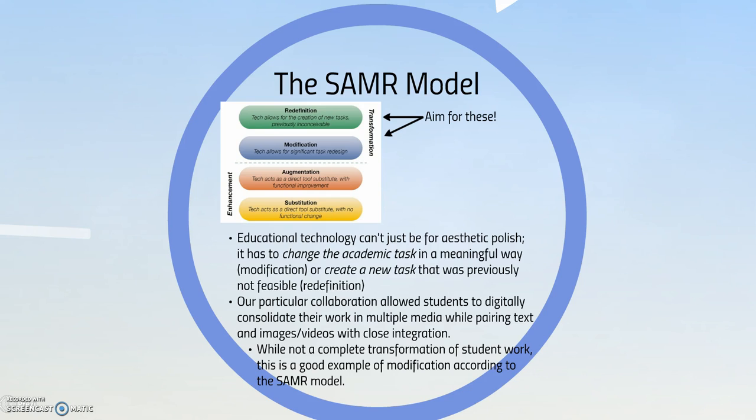So what we're really aiming for, the top two levels of this, are what's called transformation, where the task itself, the thing the student is doing, the manner in which they're doing it, the thing they create by their work is meaningful and different. So in this particular collaboration, it did in fact work that way.